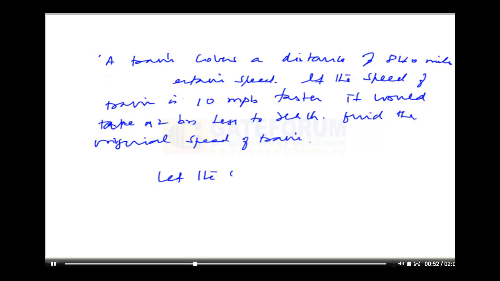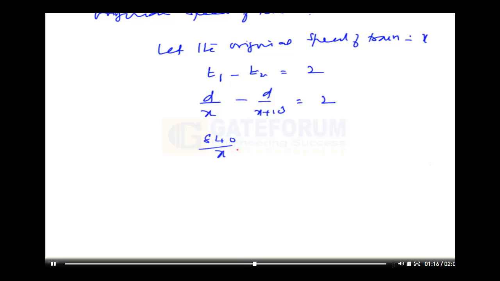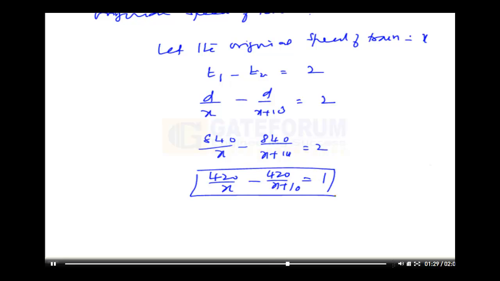Let us take the original speed of the train to be x. The time difference is 2 hours. Time 1 is more than time 2 by 2 hours. Distance at certain speed x or increased speed x plus 10, the difference is 2. The distance is given to be 840. So 840 by x minus 840 by x plus 10. You have to make the right side 1. So divide by 2. 420 by x minus 420 by x plus 10 is equal to 1. This is where you have to stop.